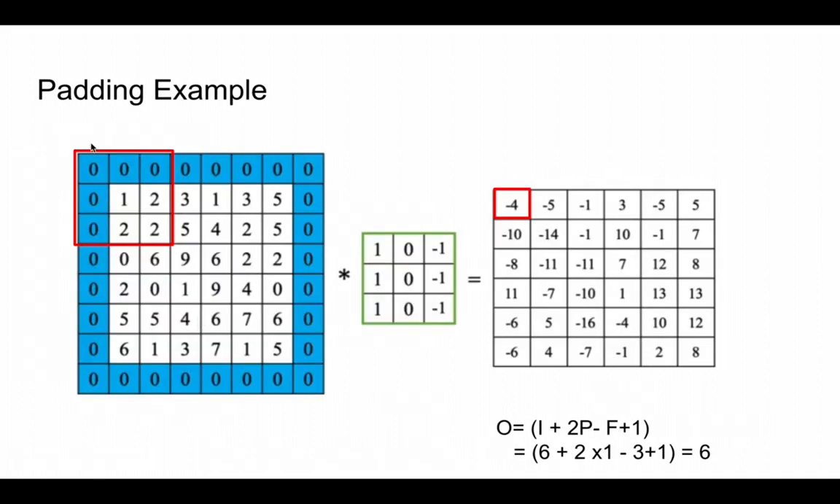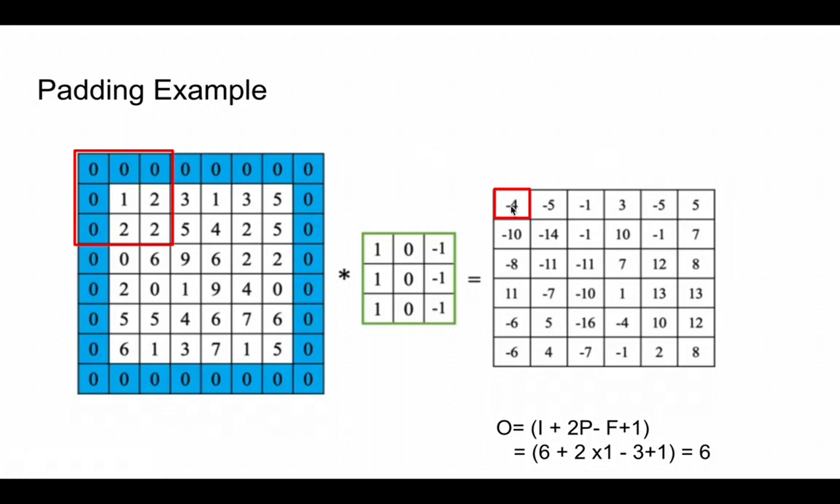Let's take one padding example. This matrix with padding 1, we will grow the width and height with 1 additional pixel with a value 0. Now we apply the filter. The first element of the output image will be centered here. Once you calculate this matrix, you get minus 4.